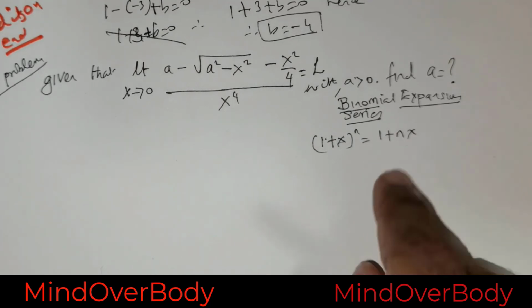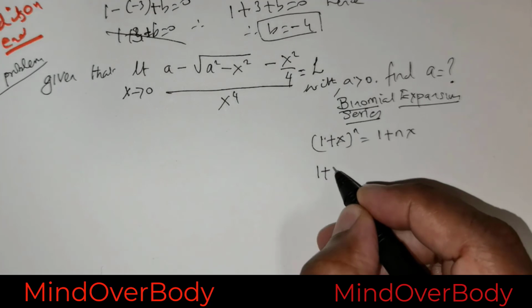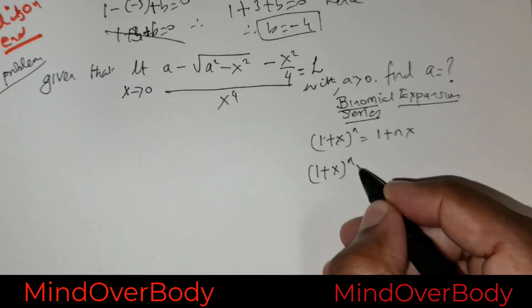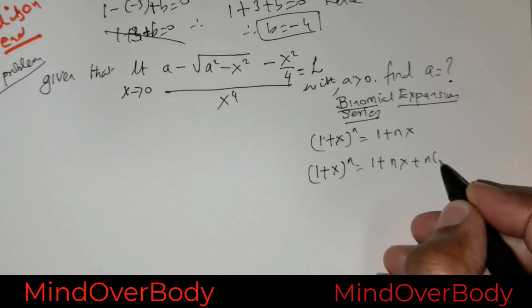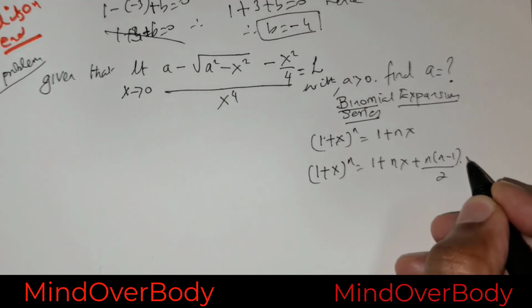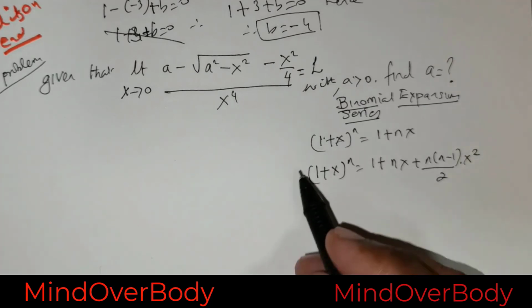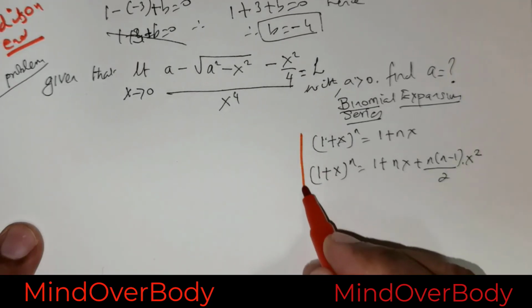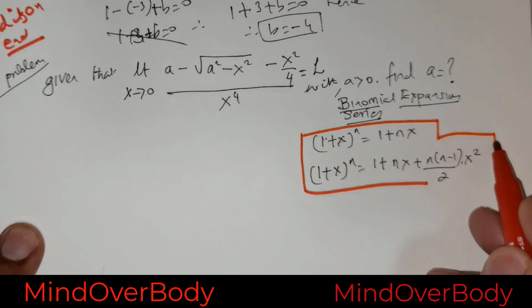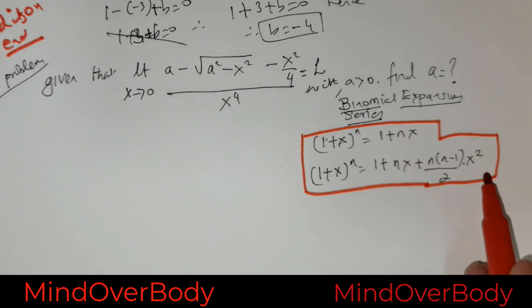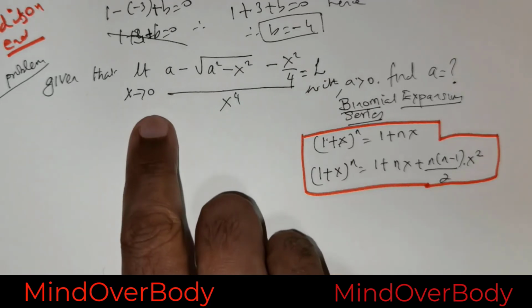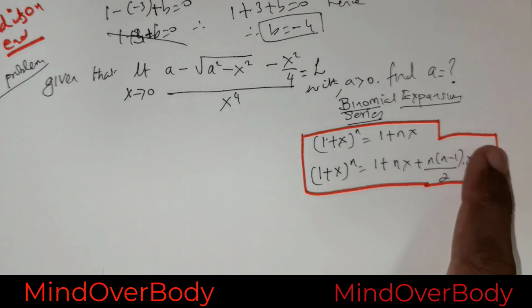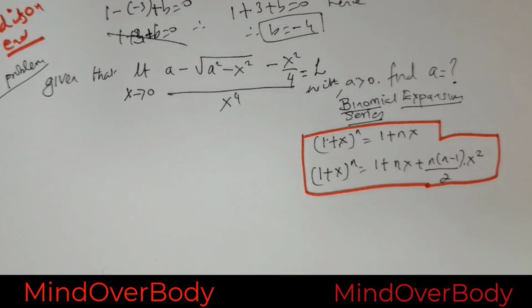Now in this case I'm taking two terms. There is also another expansion, (1+x)^n. In this case we will take three terms: 1 + n times x + n(n-1)/2 times x^2. So these two forms would be predominantly used. As I mentioned, we are not taking other terms owing to the fact that x is tending towards 0. As x approaches 0, the other terms would become very, very small. So there is no point in taking them on.